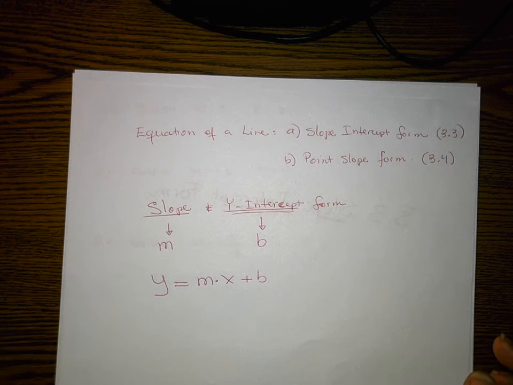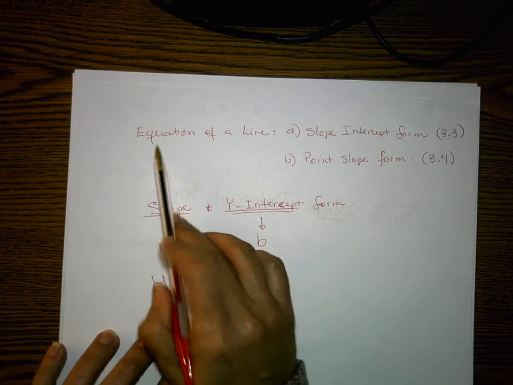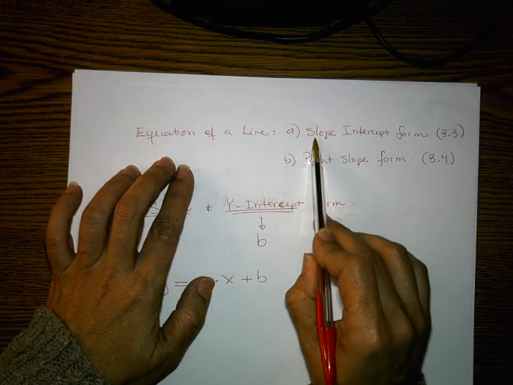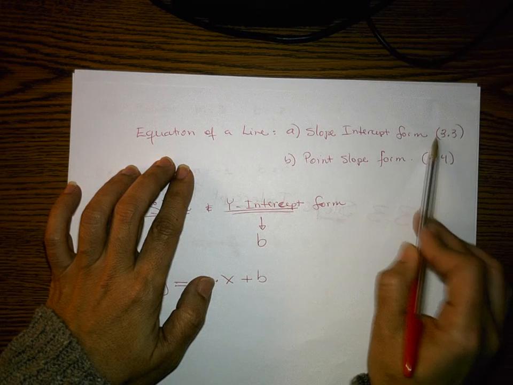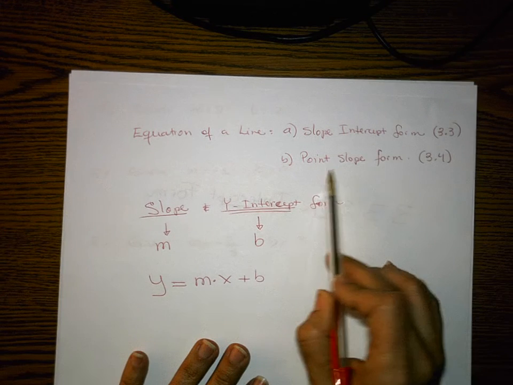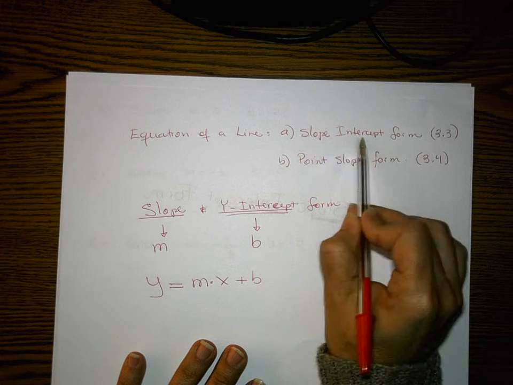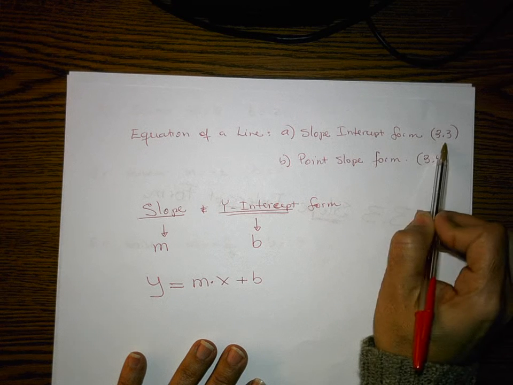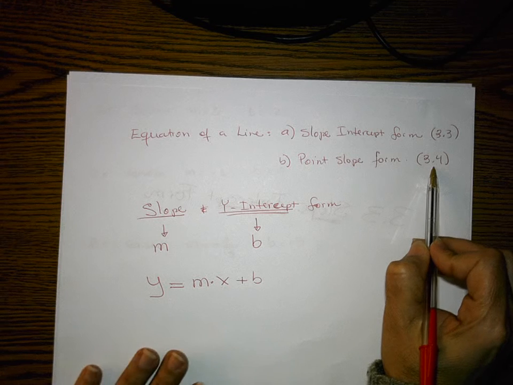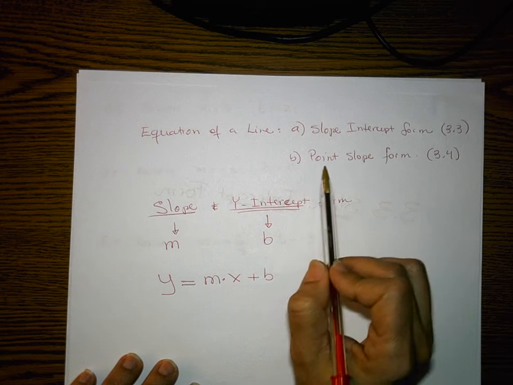So there's two ways to write the equation of a line. I can either do it in slope-intercept form, which is what we're learning right now, and then later we'll learn the point-slope form. So let's worry about the slope-intercept form because that's this video right now. Then later check out the video 3.4.